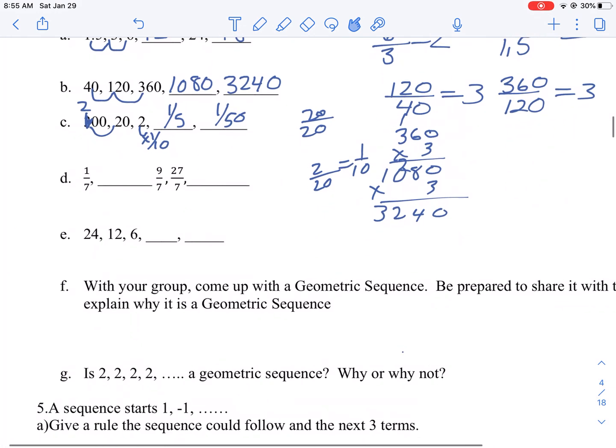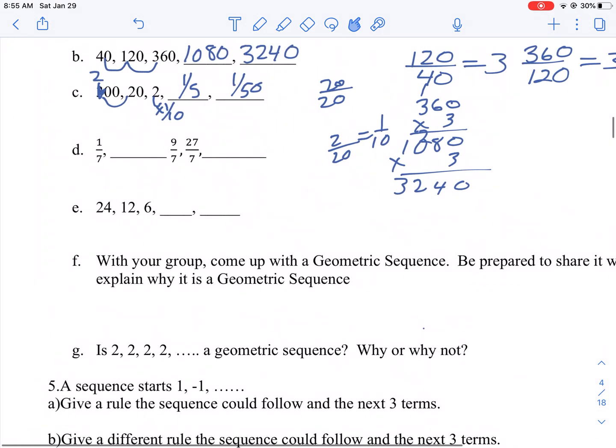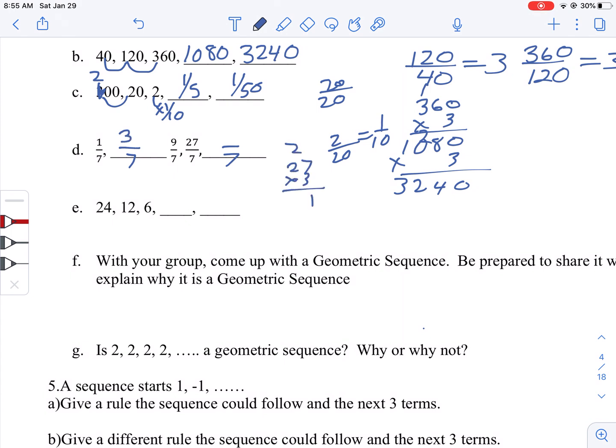So what about this next one? 1/7, 3/7, 9/7, 27/7. Well, I noticed the denominator is the same. So what's happening at the top? Well, that's times 3. So 1 times 3 is 3, times 3 is 9, 9 times 3 is 27, 27 times 3 is 81. So we're multiplying it by 3.